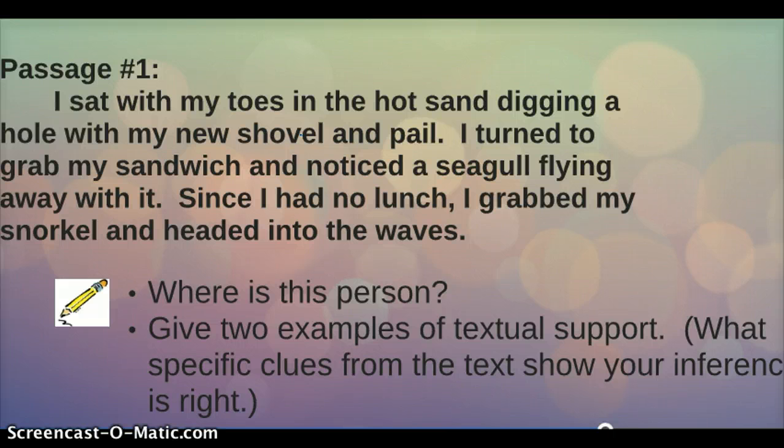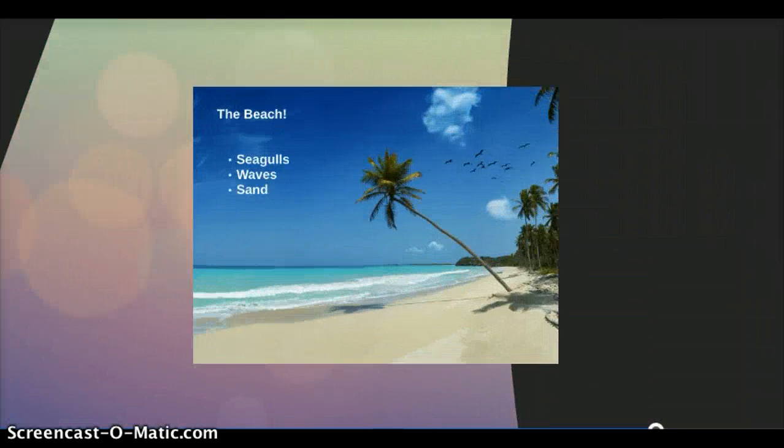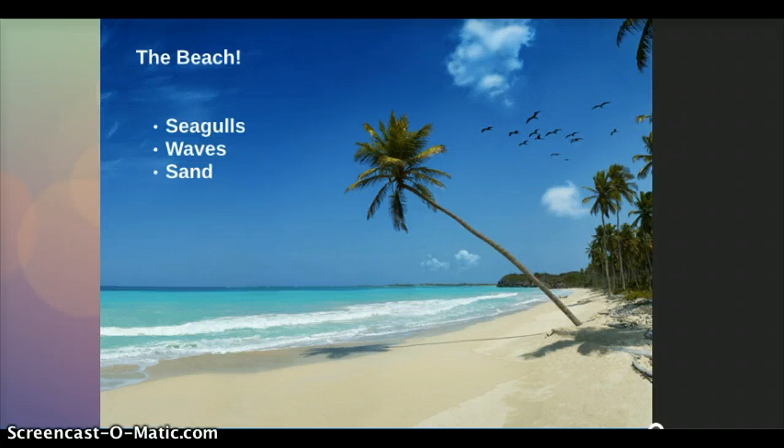Okay, so in your guided notes, number one, where is this person? And number two, give at least two examples of textual support. In other words, what specific clues from the text show that your inference is right? So pause and take a minute to write that down. Okay, if you wrote down the beach, you're right. And possibly some of those textual evidence or textual support would be like talking about seagulls, waves, and sand.